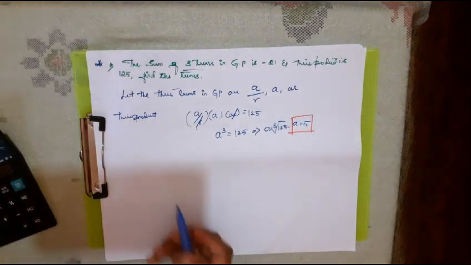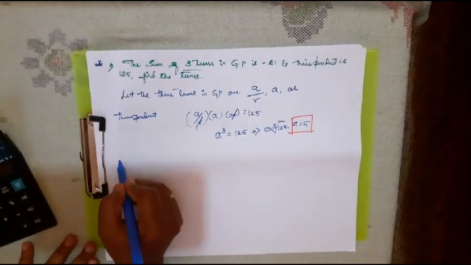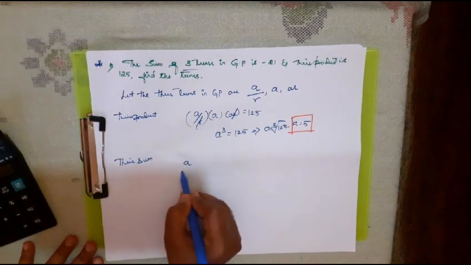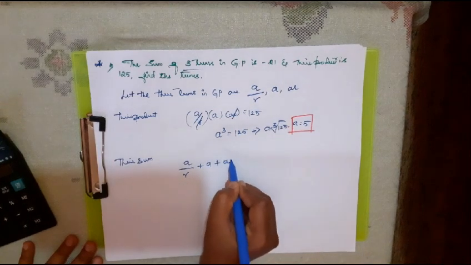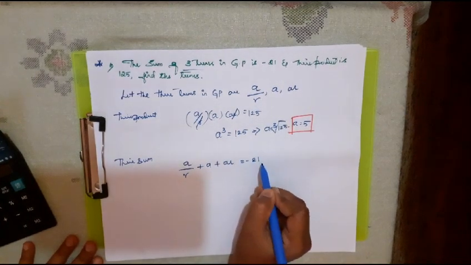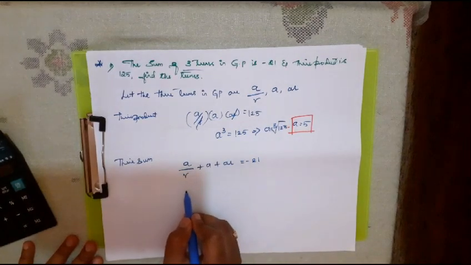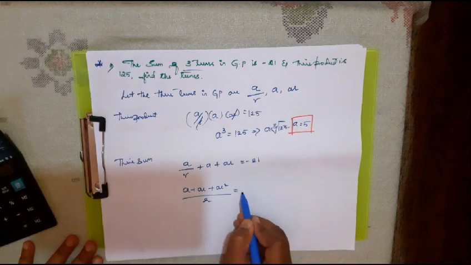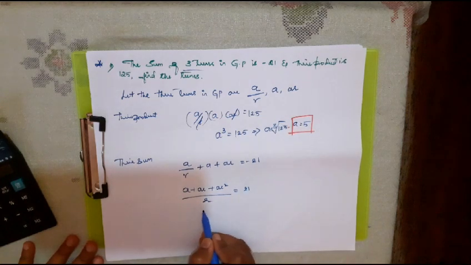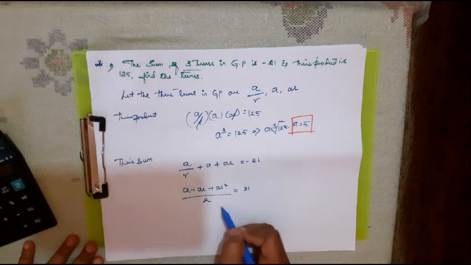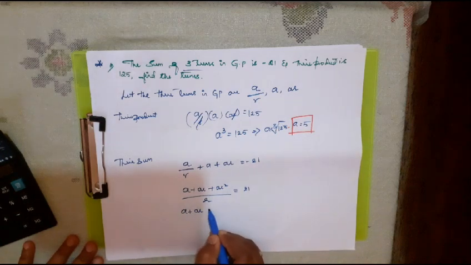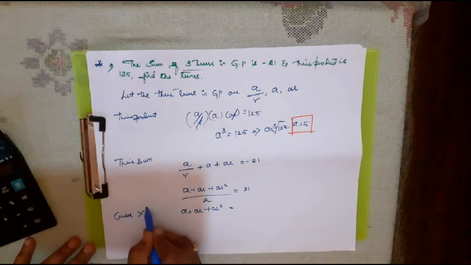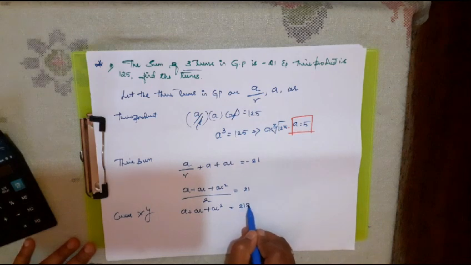Okay, so we got the value of A. They have also given that their sum is, so that's why we are taking A by R plus A plus AR is equal to how much? Minus 21. So take the LCM here. AR square by R is equal to 21. Okay, so cross multiply. AR square is equal to, this is cross multiplication, you are getting this one 21R.